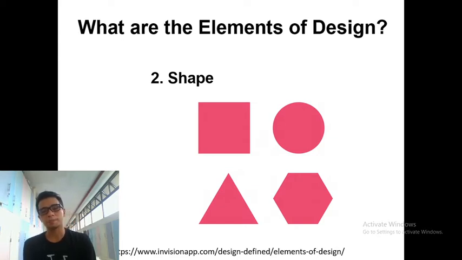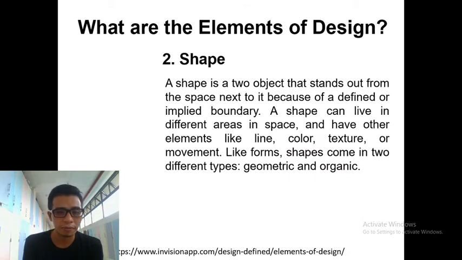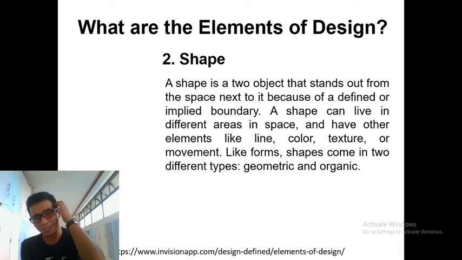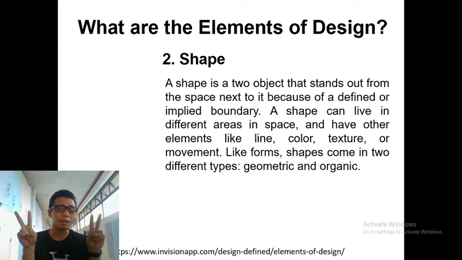Now, we will proceed with shape. What is this? Square, circle, triangle, and hexagon. A shape is a two-dimensional object that stands out from the space next to it because of a defined or implied boundary. Take note of that: two-dimensional object.